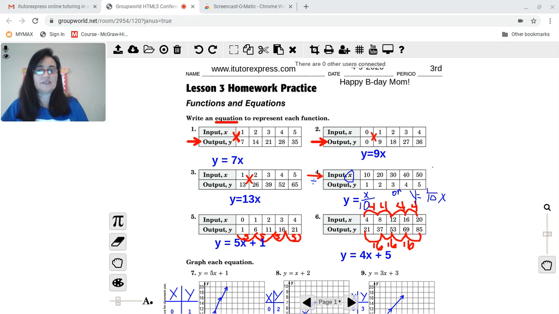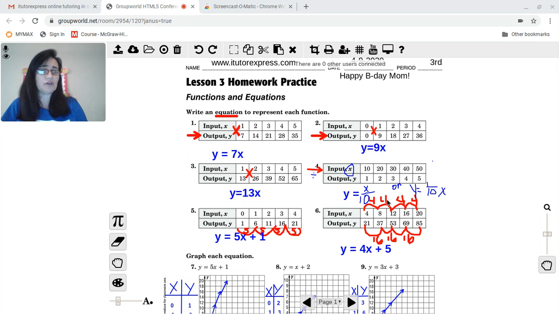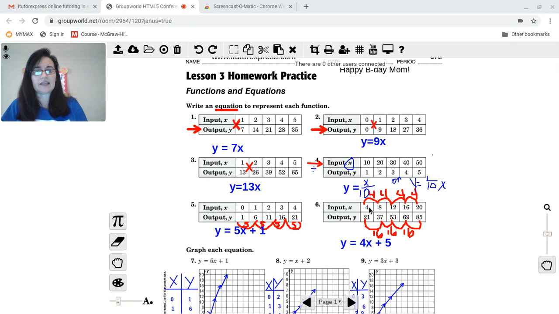Number 4 is different. The numbers on top, the x, are larger than the bottom. So it must be the opposite of multiplication. What is it? Division. Correct. So we are going to use y equals x over 10, and it becomes a division problem that way. Or you can write it y equals 1 over 10x. I like y equals x over 10 better.